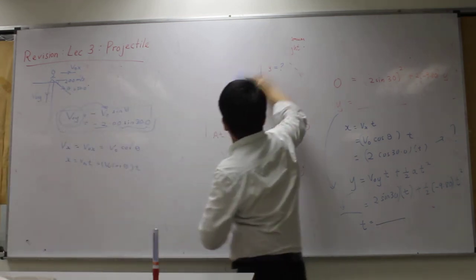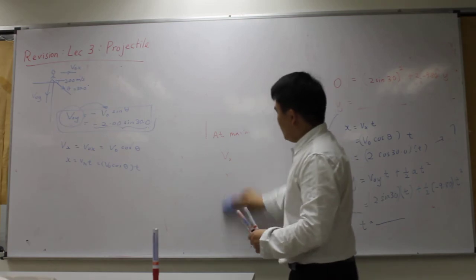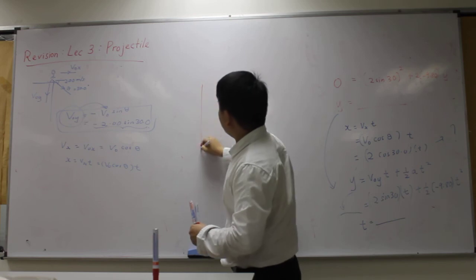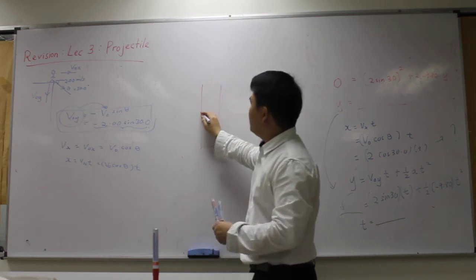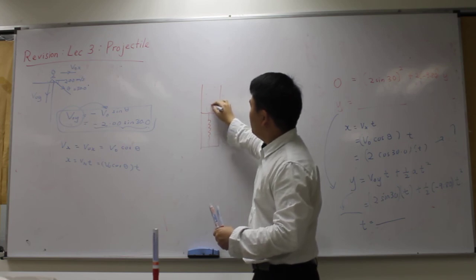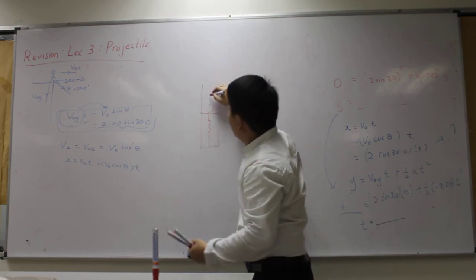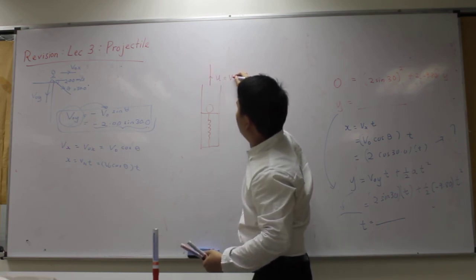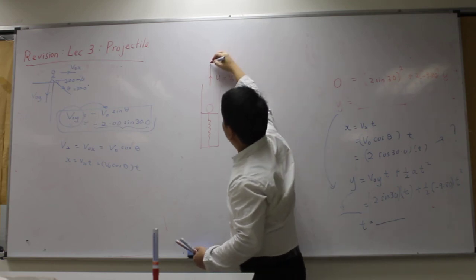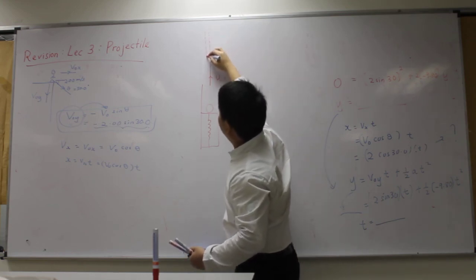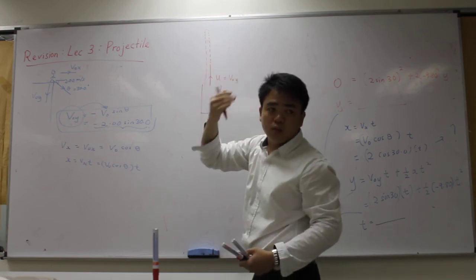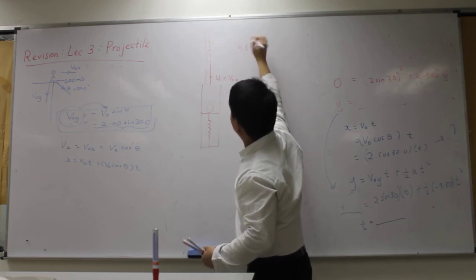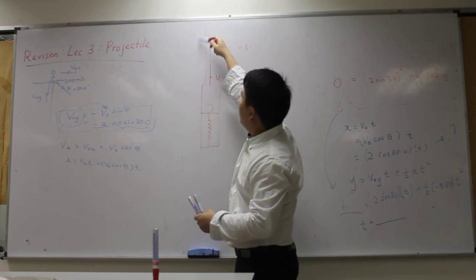One good example is something that you have done in the practical. Let's say this is a cylinder or pipe, and there's a spring. You press down the spring and you release the ball. At this moment, there is a velocity here, maybe I call it V0y. So it goes up and comes down here. You use a stopwatch to measure the time. Let's say it spends 6 seconds from here to the top and back down here.